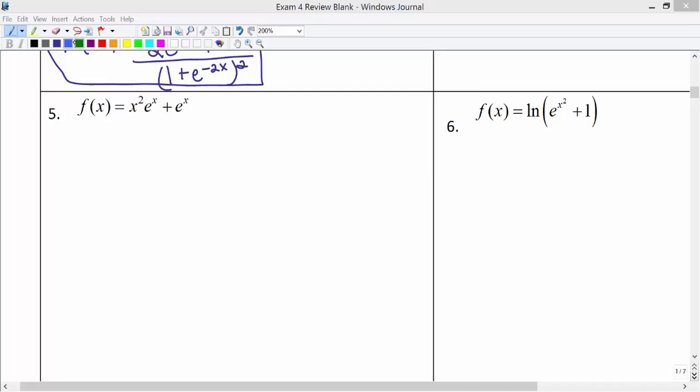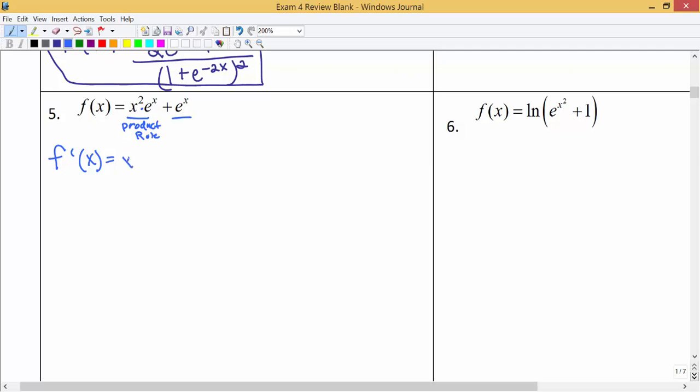For number 5, we're going to find the first derivative again, and here we have two different terms. So we have the first term and the second term, and we're going to take the derivative of each term separately. So let's look at the first term. And within the first term, we have two functions of x multiplied together. So we're going to use the product rule for the first term.